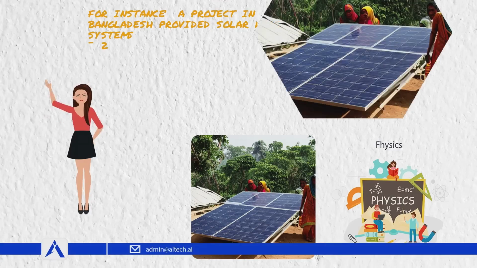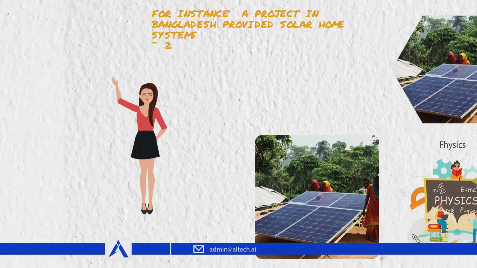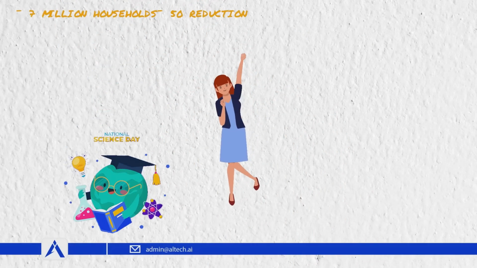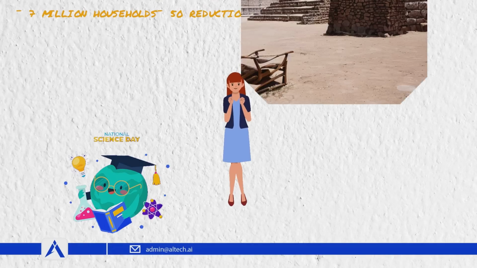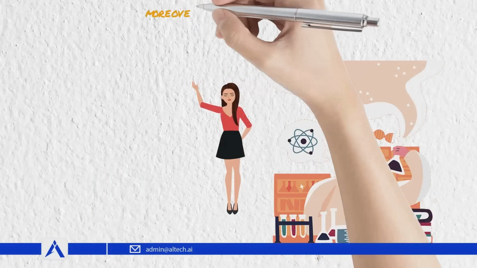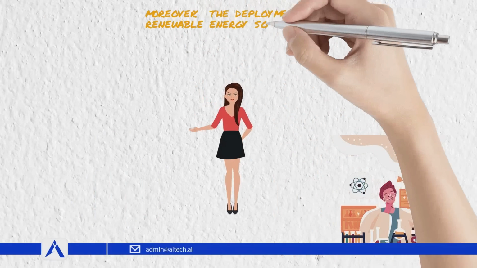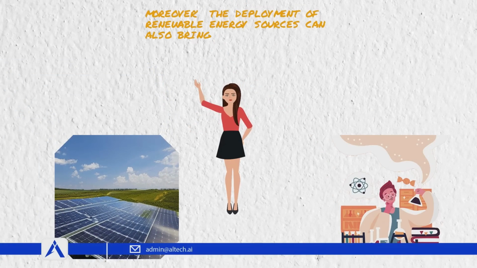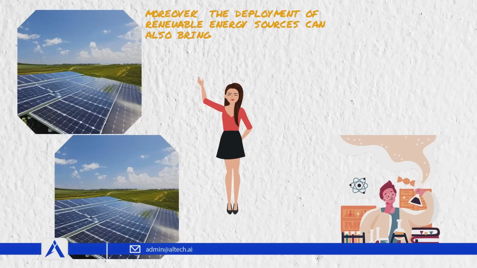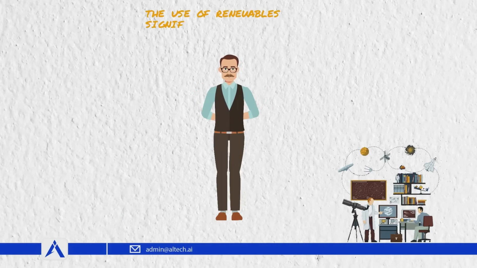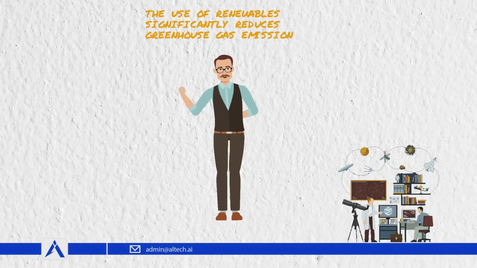Renewables are proven to reduce energy costs and provide energy independence. For instance, a project in Bangladesh provided solar home systems to over 2.7 million households, enabling them to access electricity without relying on the grid. In Mexico, a project aimed to supply electricity to off-grid households through solar home systems, which resulted in a 50% reduction in energy costs. Similarly, in India, solar mini-grids have been deployed to connect remote communities to electricity, providing economic opportunities and improving livelihoods.